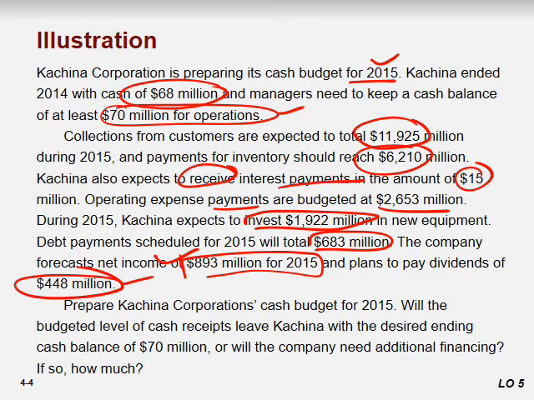So you are required to prepare the cash budget for 2015. Will the budgeted level of cash receipts leave Kachina with a desired ending balance of 70 million, or will the company need additional financing? Let's talk about that.